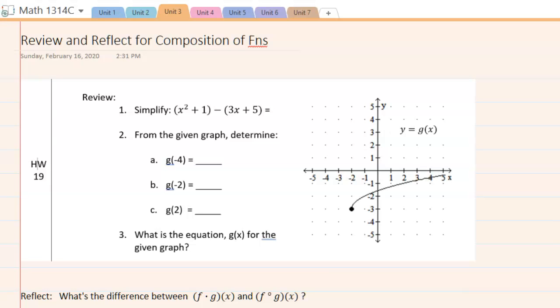This video will go over the review and reflect associated with the composition of functions lesson. The review will prepare you for what you will see in the lesson, while the reflect can be answered after the composition lesson.